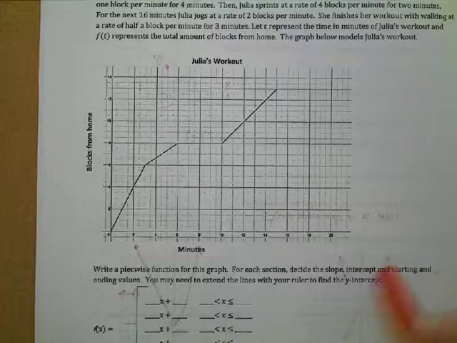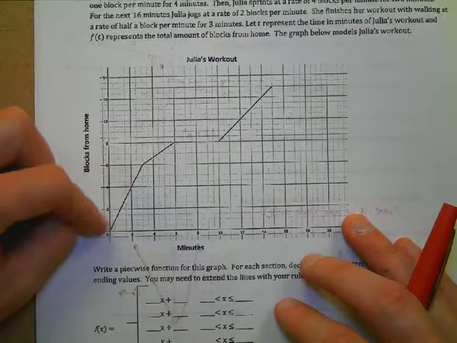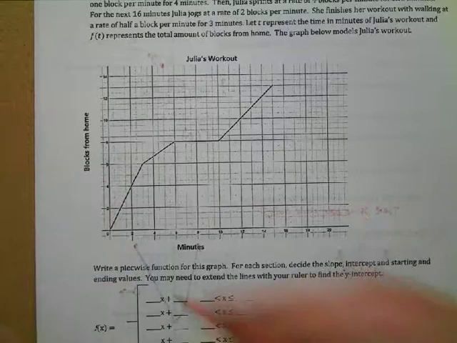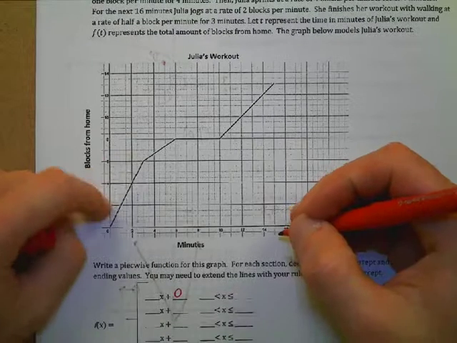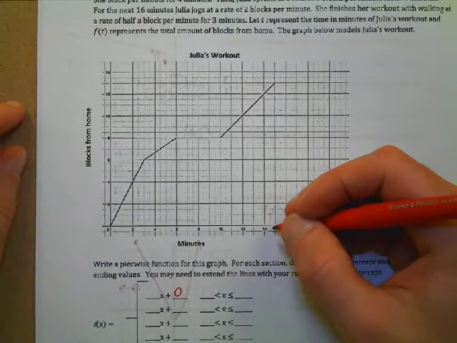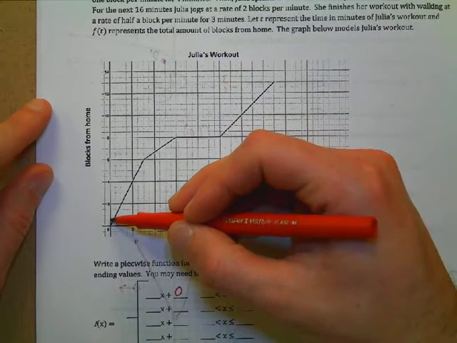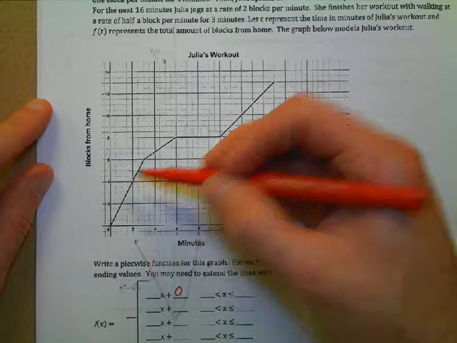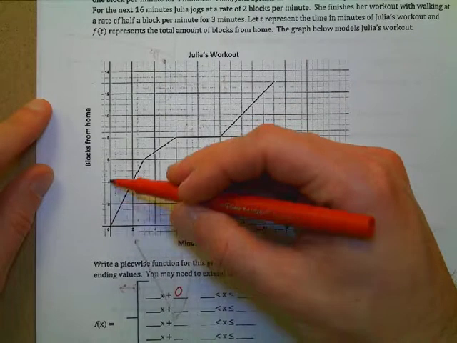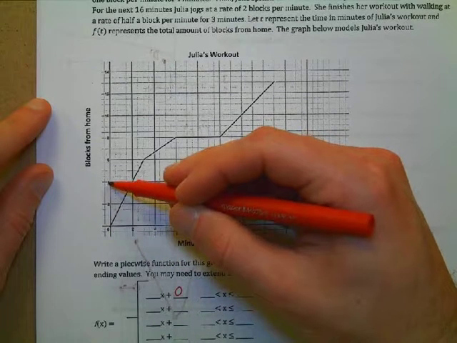So for this first piece, what's the y-intercept of this first piece? 0. What's the slope of this first piece? Nope, not 1. Be careful here. Let's see. So here's my starting point. Here's a stopping point right there. I go up how much? Well, it's 2 blocks, but it's actually counting by 4.